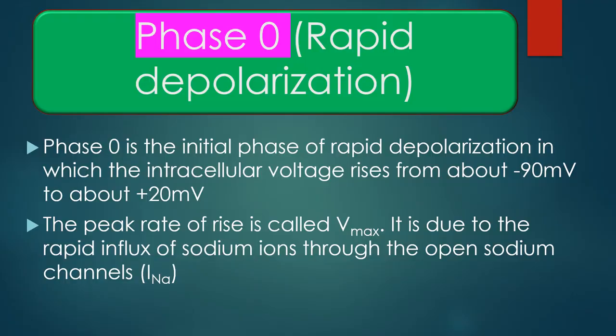Phase 0 is the initial phase of rapid depolarization, in which the intracellular voltage rises from about -90 millivolts to about 20 millivolts. The peak rate of rise is called Vmax. It is due to the rapid influx of sodium ions through the open sodium channels.